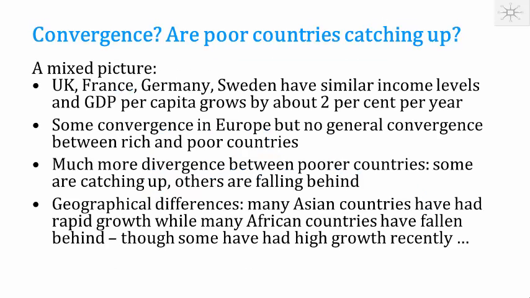Generally speaking, you could say that many countries in northern middle Europe have similar income levels. For example, the UK, France, Germany, Sweden, the income levels are quite similar, and also the growth rates are quite similar, about 2% per year. So it seems that those countries have converged to some kind of similar steady state growth path.